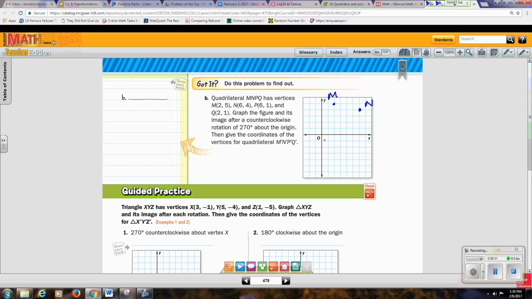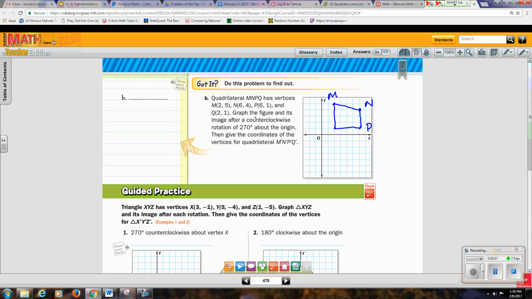P is at 6, 1. 1, 2, 3, 4, 5, 6, 1. Okay. And Q is at 2, 1. So 1, 2, 1. Okay. So we don't have a rectangle. We have a trapezoid type figure. But it's a four-sided shape, so it's a quadrilateral. Okay. All right.